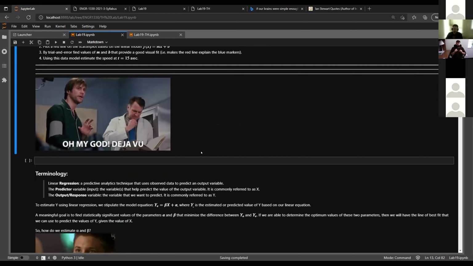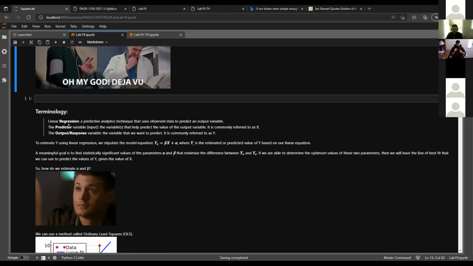So let's look at a little bit of terminology. When we say linear regression, there's two words there. Linear, meaning a line, meaning no curve. It's just a straight slope, no change in the rate. And then regression. So what does that mean? Well, it is a predictive technique that we use to observe data and predict a value.